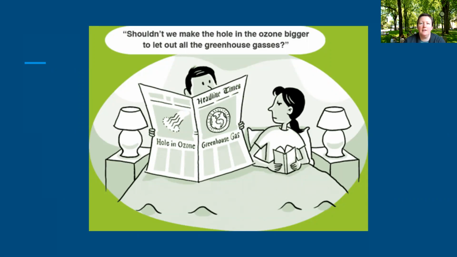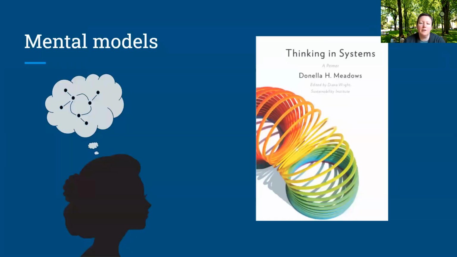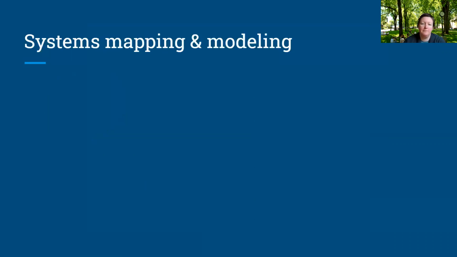So here's one of my favorite examples of this idea. There's a guy reading the newspaper and he says, shouldn't we make the hole in the ozone bigger to let out all those greenhouse gases? So you can see that he has a certain set of assumptions about how the climate system works that are wrong, and that those wrong assumptions lead him to a bad policy suggestion. So mental models are really the reason we build systems maps or models. In her book, Systems Thinking, which we'll be looking at in this course, Donella Meadows talks about the value of, quote, getting your model out there so you can make your assumptions or beliefs visible to yourself and to others and to change them if needed.